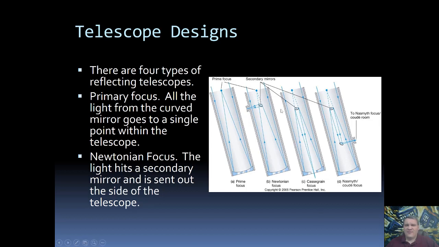Well, realizing that we have the problem with the prime focus, Newton, the same Newton we talked about previously with the laws of motion and studying light, he realized that if he put a very small mirror, not a lens, a very small mirror at the right point in the telescope, then the gathered light will then come out the side. And that's where you can put your eyepiece so that you can actually look through and see what's going on. This type of design is the Newtonian focus design. And this, if you've got a backyard reflecting telescope, this is probably the design that your telescope actually uses.